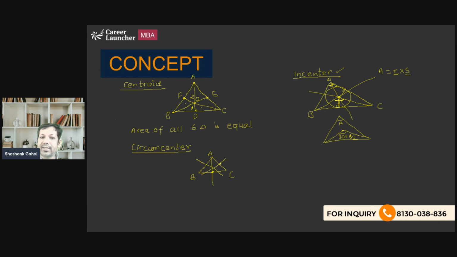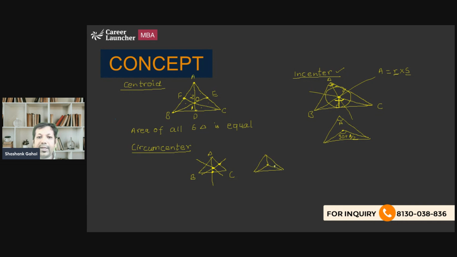Perpendicular bisector means it passes through the midpoint of the side and it is perpendicular to that side. It's not necessary that it passes through the vertex. So the intersection of those lines is called the circumcenter. Now let's say this is the circumcenter. I am drawing it separately. Now this is the circumcenter.